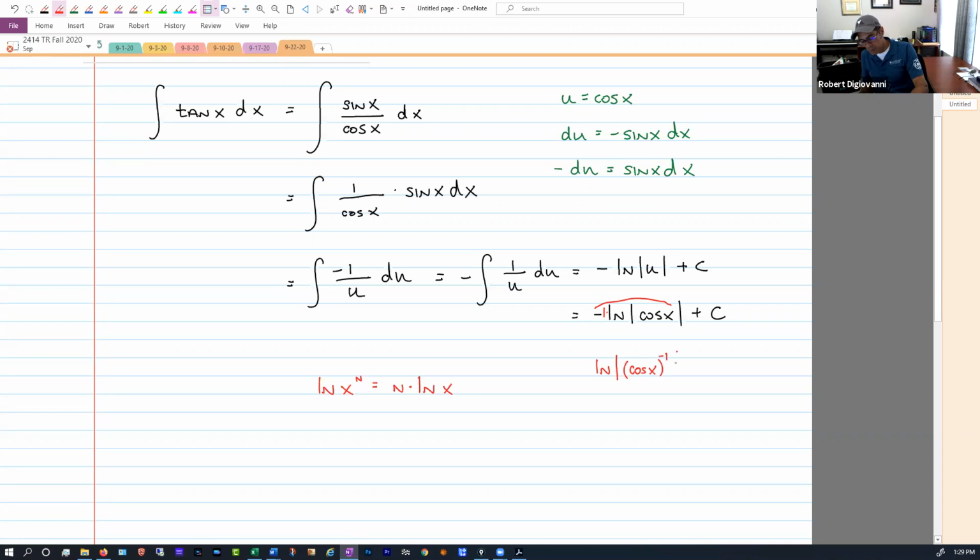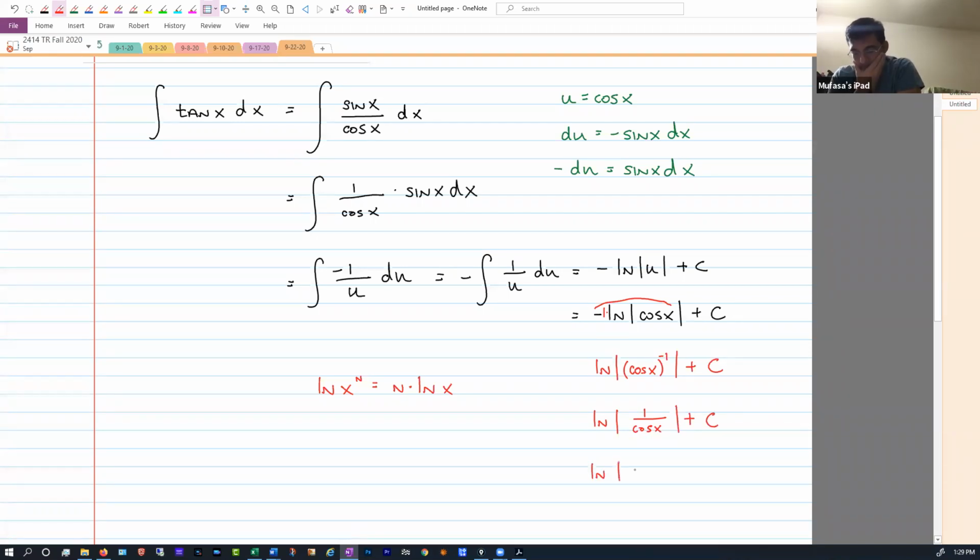Now you have to be really careful here because we don't mean inverse cosine, we mean cosine raised to the -1. And anything raised to the -1 is 1 over that. So this is really natural log of the absolute value of 1 over cosine x. And what is 1 over cosine? Secant. Secant, okay?